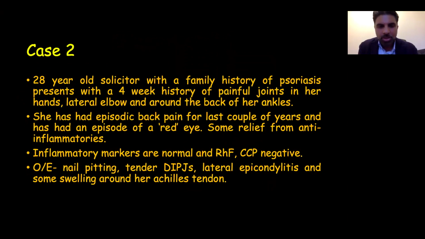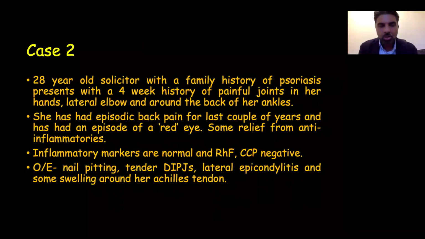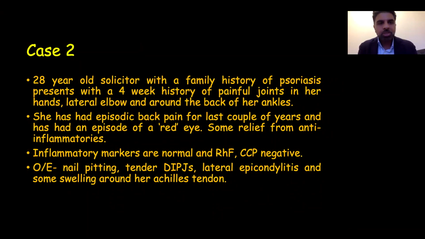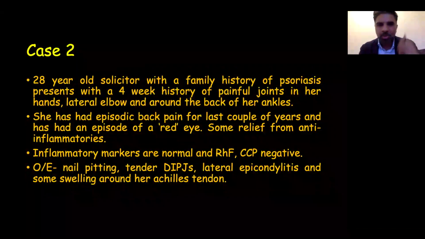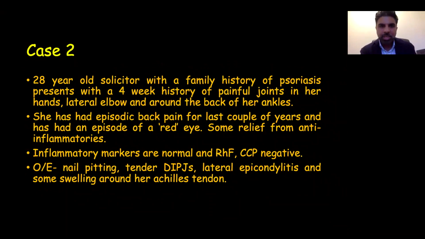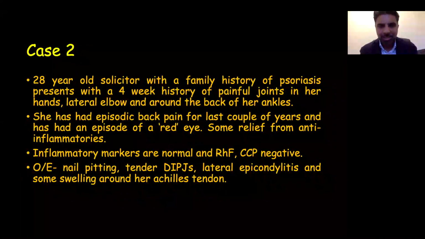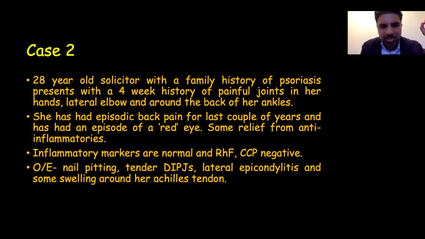So we'll move on to case number 2. This is a 28-year-old solicitor who has a family history of psoriasis. She has a 4-week history of painful joints in her hands, her lateral elbow, and also around the back of her ankle. So a fairly short history, but fairly distinct and complaining of specific symptoms.